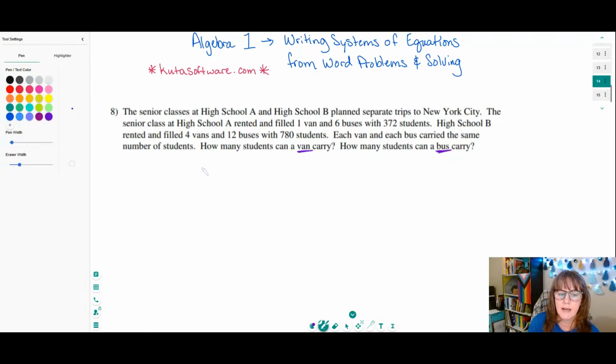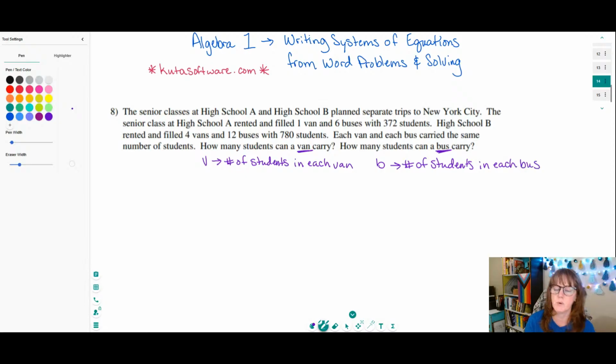So let's say that V represents the number of students in each van, and B represents the number of students in each bus. Okay. Now, the high school A and high school B is important, but that is going to be our 2 different equations, right? One equation is going to represent what happened for high school A, the other equation is going to represent what happened for high school B.